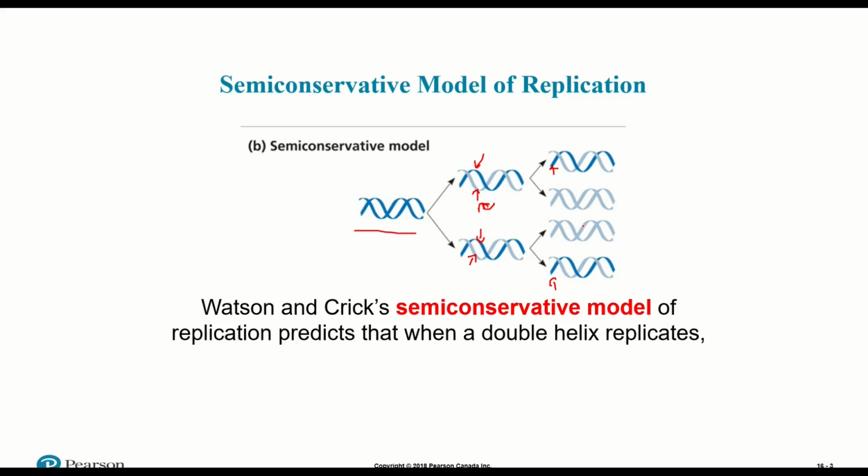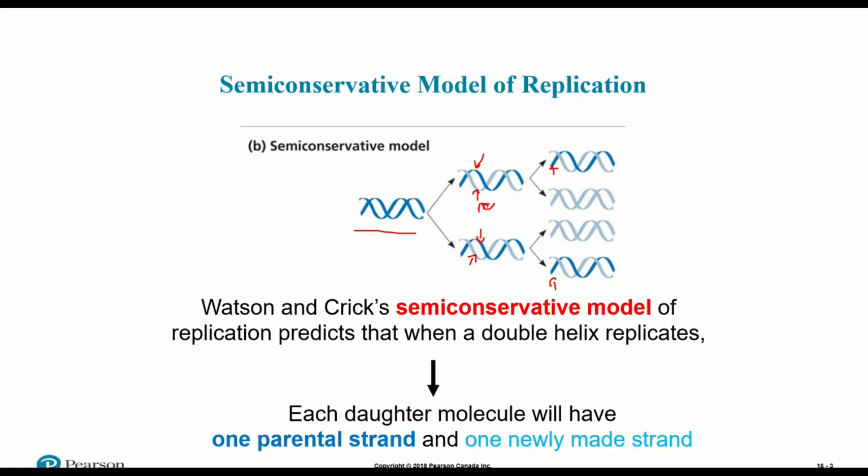So Watson and Crick's semi-conservative model of replication predicts that when a double helix replicates, each daughter molecule will have one parental and one newly made strand. And this one, as I said to you, was the correct one. However, at this point, it was just a hypothesis.